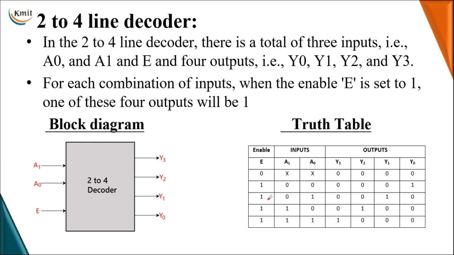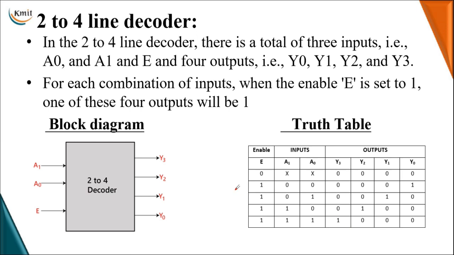Next, if enable input is 1 and the input combination on A1, A0 is 0, 1, then output Y1 is transferred with logical 1. The remaining outputs would give you 0. If enable input is 1 and the inputs applied on A1, A0 are 1, 0, then output Y2 is transferred with logical 1. The remaining outputs Y0, Y1, Y3 become 0. If it is 1, 1 on the inputs, then output Y3 is transferred with logical 1. The remaining outputs will give you logical 0.